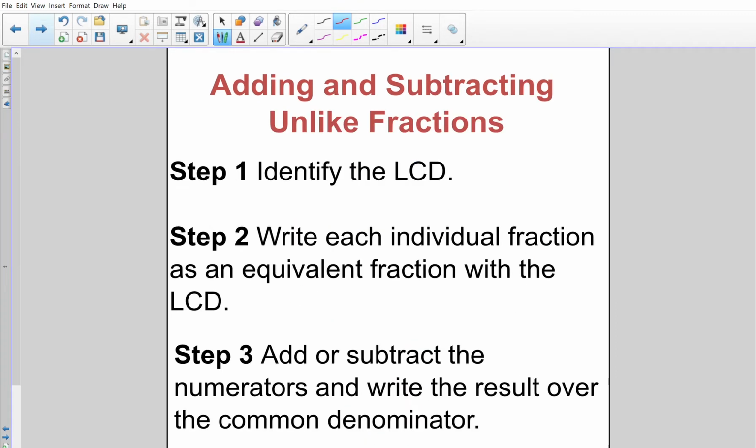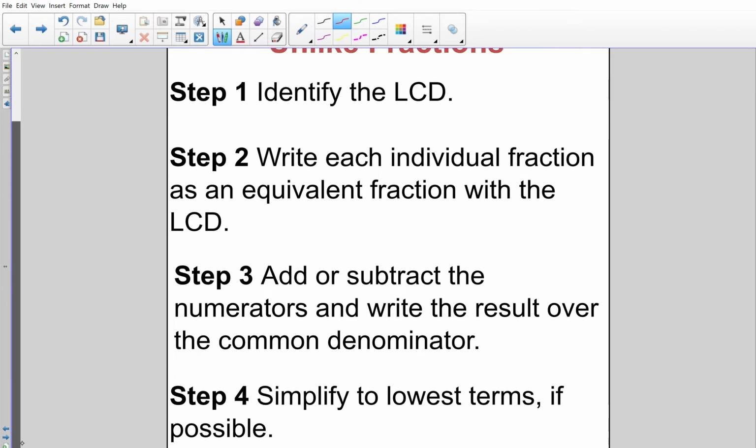So here are some steps, and again, you may want to pause this and write them down or check the notes that I have for you guys in Blackboard already. So you're going to identify the LCD first, and that's the first thing we did. And then you're going to write each individual fraction as an equivalent fraction with the LCD. You're going to add or subtract the numerators, write the result over the common denominator, and that's important. We don't add the denominators, we find a common one. And then finally, we're going to simplify to lowest terms if possible. That's always something that we're going to check to make sure it's reduced.